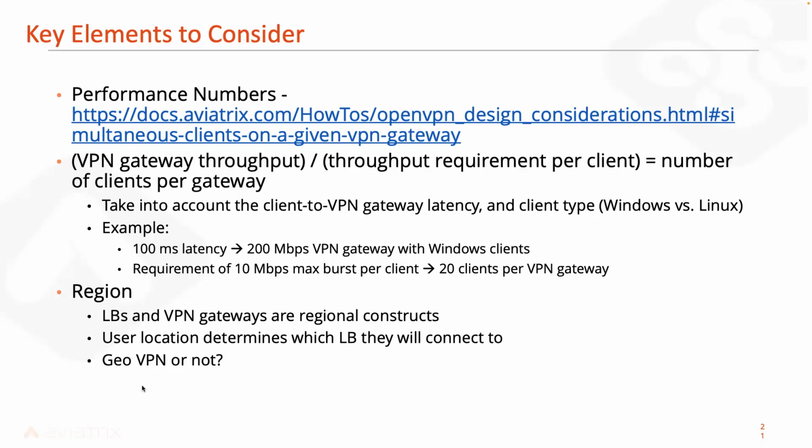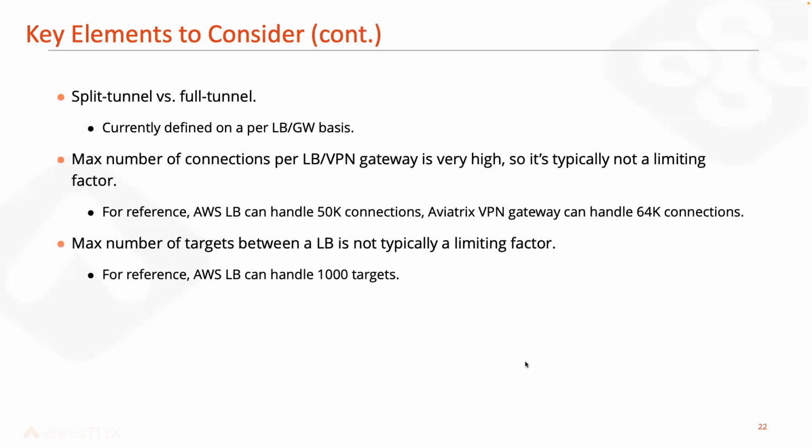Some of the important things are where the user location is, and whether you are using GeoVPN. Whether you are using split or full tunneling also affects the performance a lot, and this is a huge one, because if you're sending all the traffic to the VPN gateway, your VPN gateway probably has to be larger versus if you are doing split tunneling.